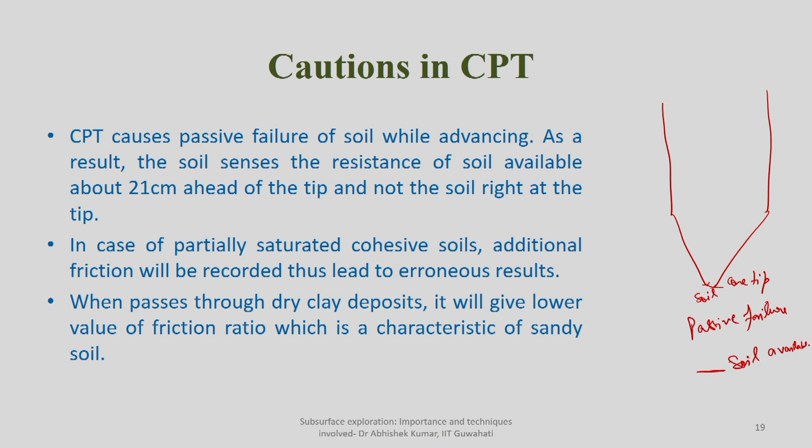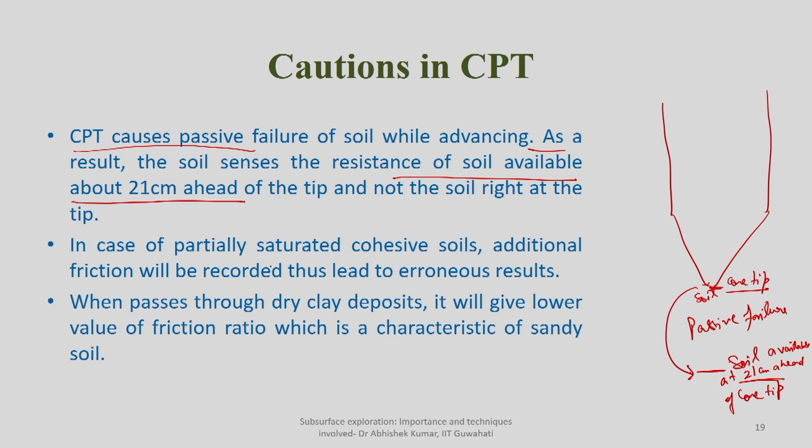21 centimeter ahead. So whatever resistance you are measuring in terms of cone tip resistance, it is actually indication of resistance offered by the soil 21 centimeter ahead. That is what is written here. So CPT causes passive failure in the soil while advancing, as a result of which the sensor senses the resistance of the soil available at 21 centimeter ahead. So it is not going to give you the resistance offered by the soil at cone tip, but at 21 centimeter ahead of cone tip.